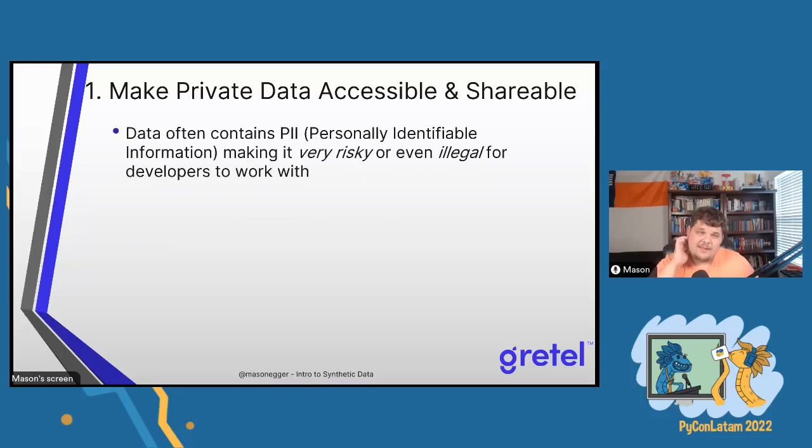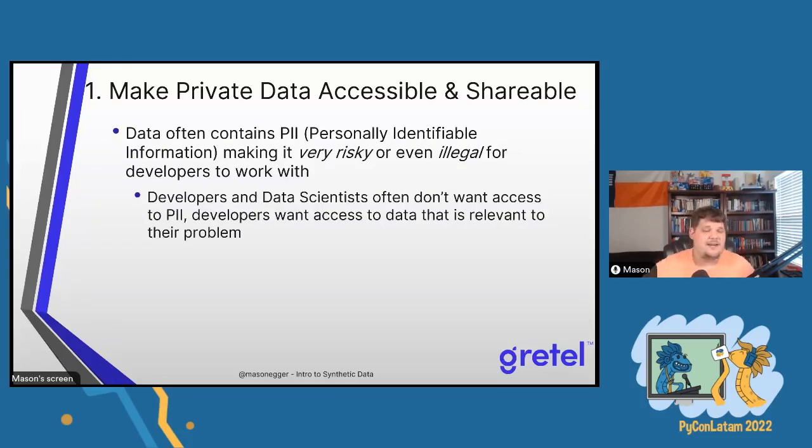Data often contains PII, which is known as personally identifiable information, making it very risky, or in some countries illegal, for developers to access this data because we have to protect people's privacy. And let's be honest, developers and data scientists, we don't want your personal information. Nobody really wants to have that. It adds more liability on them. What they want is the correlations between the data. They want to know, this person did this and this happened. We don't care whose name or whose credit card number is in the data. So we don't want it already.